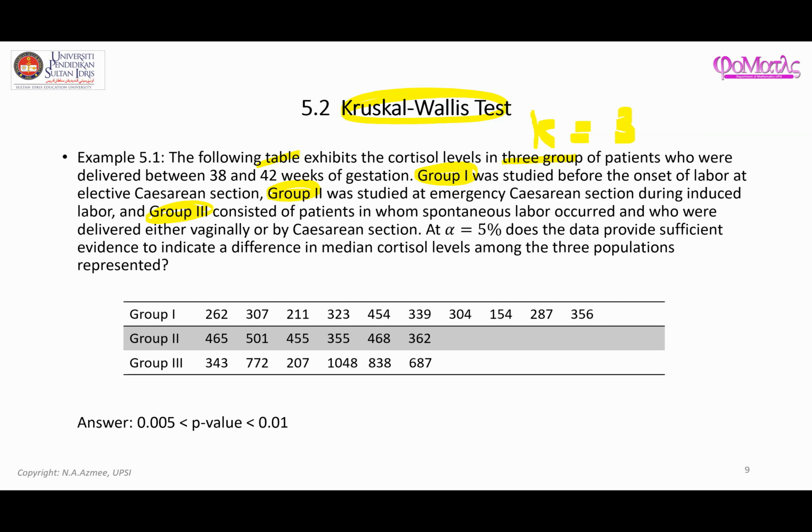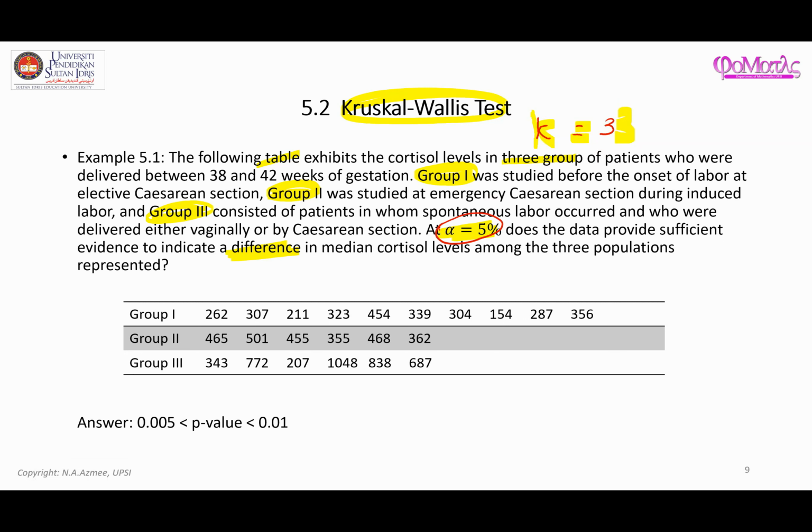Now the significance level is 5%, so that is our alpha, and the question is asking you to decide if the data here provide sufficient evidence to indicate a difference in median cortisol levels among the three populations represented. Again, we have several pieces of information here. First, K is equal to 3. This is the number of independent samples or independent groups.